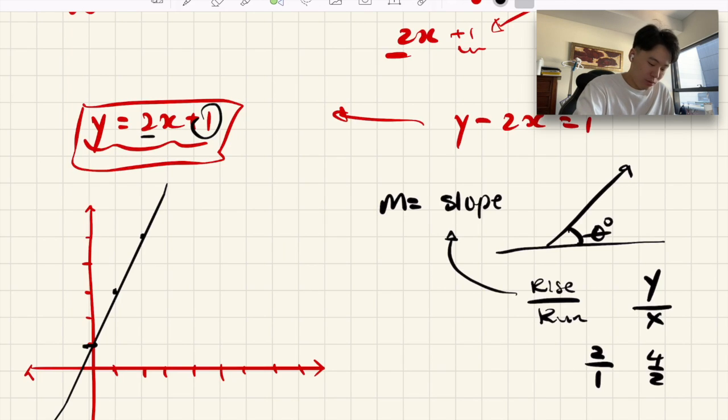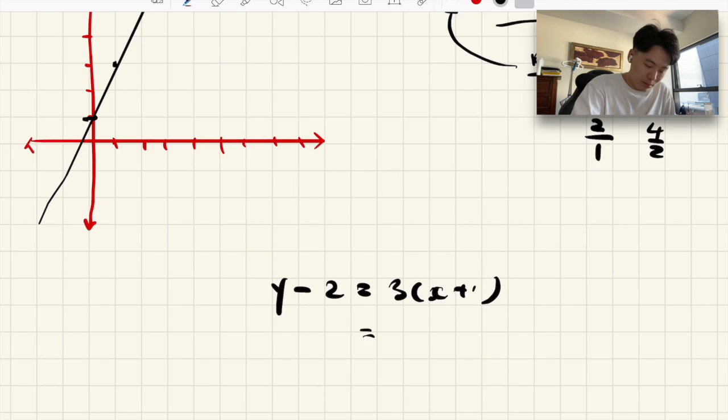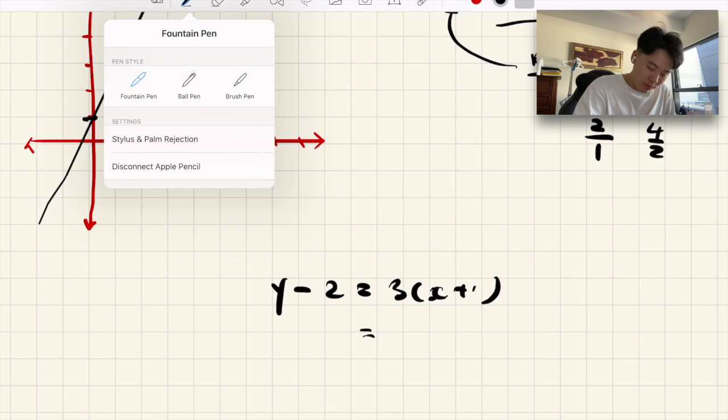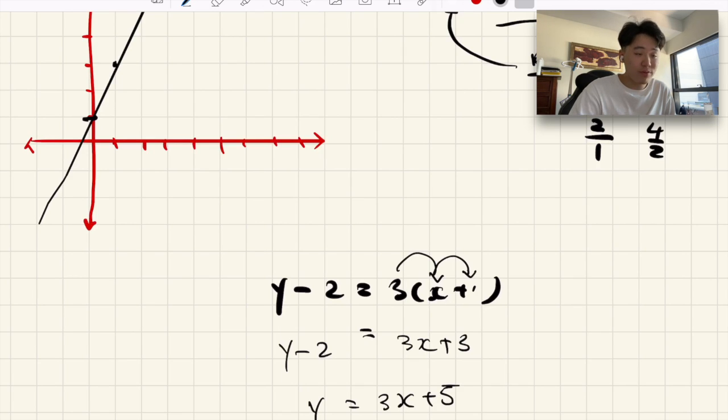Let me see. What is another form you guys might get? Something like y minus 2 is equal to 3x plus 1. So what do you do here? You expand. I'm going to use another pen. I don't use a fountain pen. So y minus 2 is equal to what? 3x plus 3, right? Remember distributive law, okay? And then you just resolve. So y is equal to 3x plus 5. You move the negative 2 to the other side. Okay? What about this? y over 2 is equal to 3.